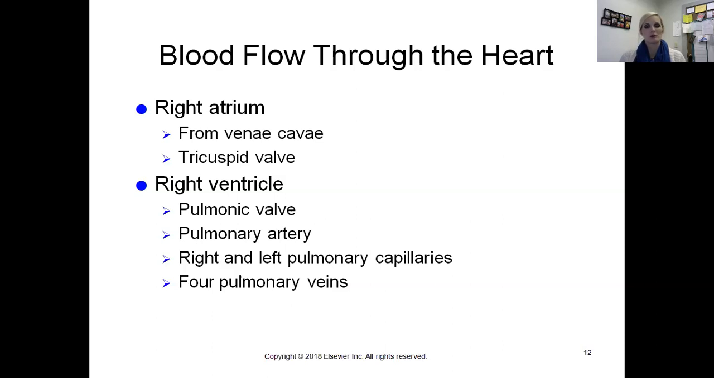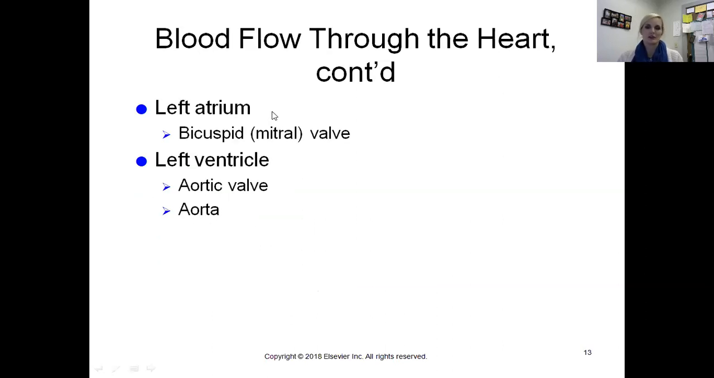And then once that blood picks up that oxygen, it now is going to make its way back towards the heart, where it will go towards those 4 different pulmonary veins. From those veins, it will go into the left atrium. As the left atrium contracts, it forces that blood through the bicuspid valve and into the left ventricle. As the ventricle contracts, it will push that blood through the aortic valve and then up to the aorta.